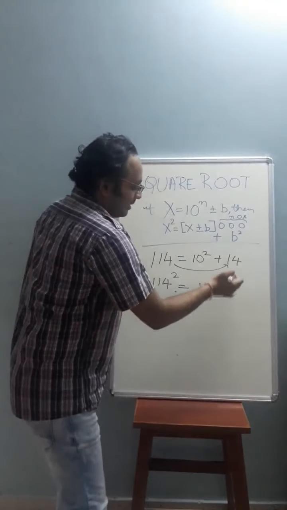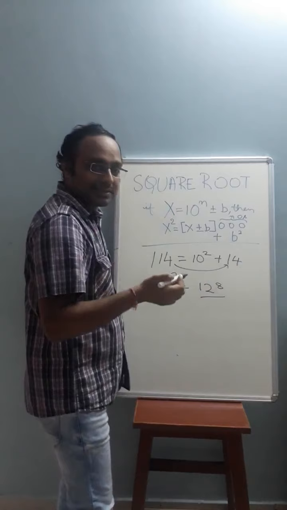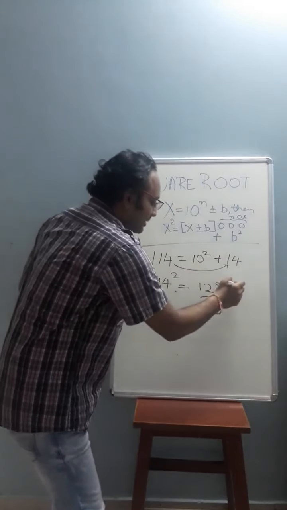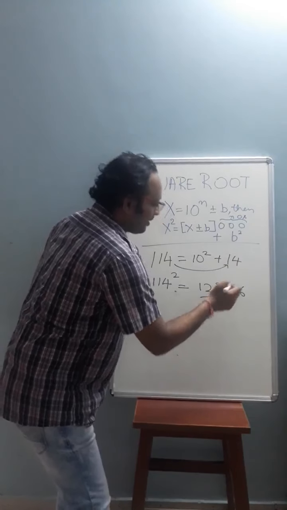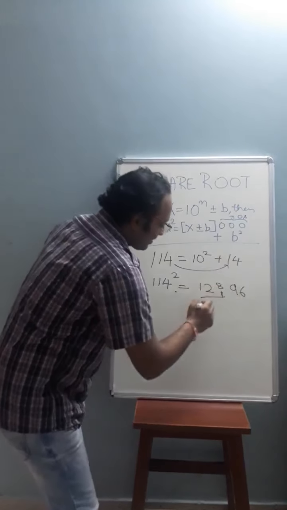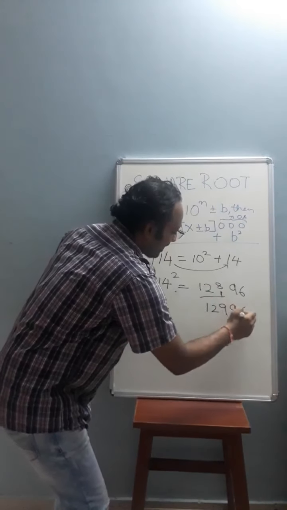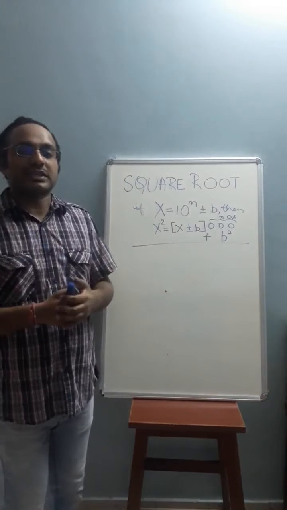Then b square, that is 14 square is 196. We have to express it in a 2-digit format. We can't express it in 2-digit format, so we consider only 96 here and take 1 to the first part. 14 square is 196. So 128 plus 1 is 129, followed by 96. This is our answer.